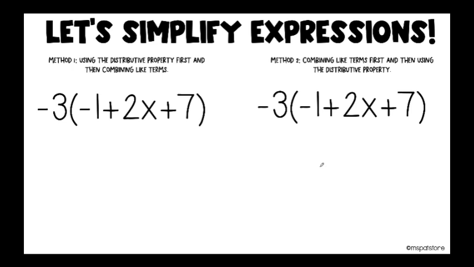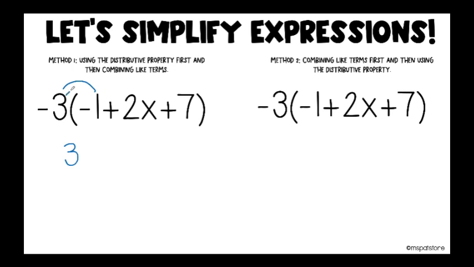Very good. So now I'm going to be showing you how to simplify this expression. As you can see, it's the same expression, but I'm going to model how to do it with these two methods. Method 1, I'll be using the distributive property first. So negative 3 times negative 1. Remember, when you're multiplying and they have the same sign, your answer must be positive. So this will be positive 3.